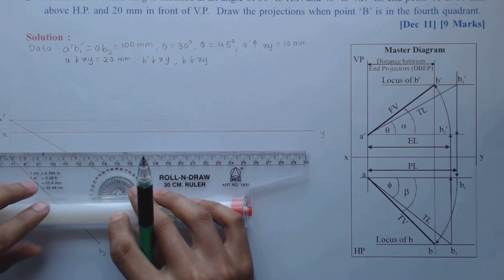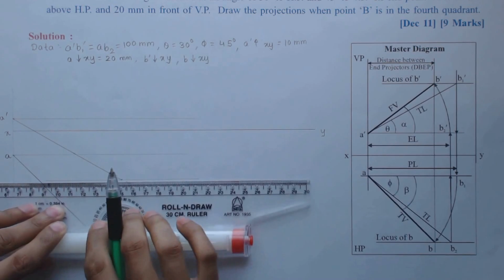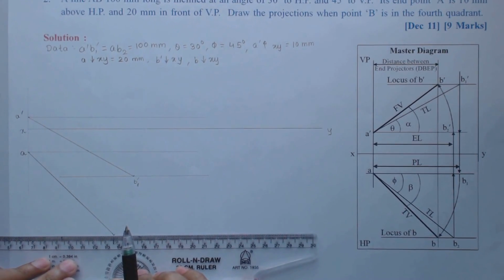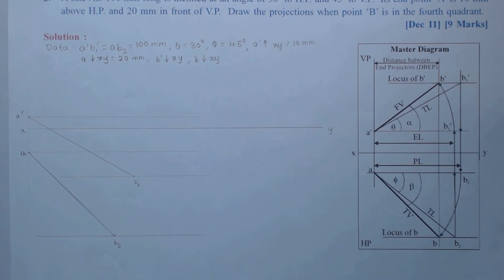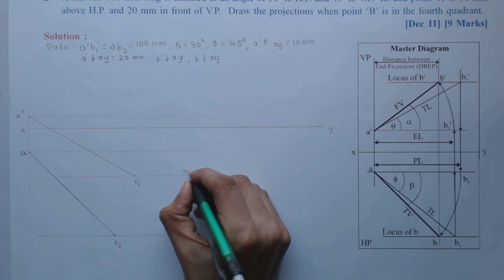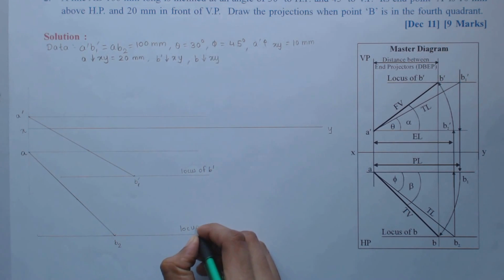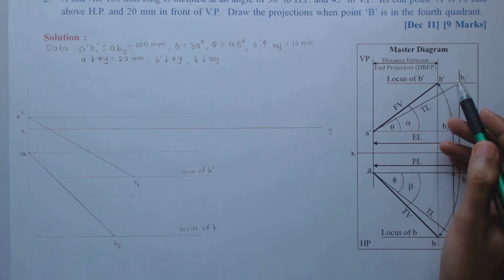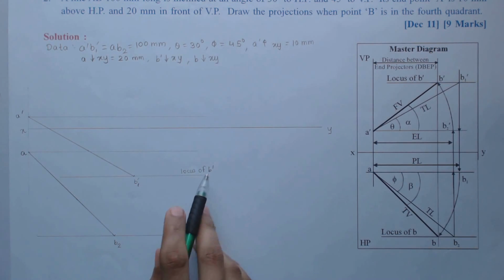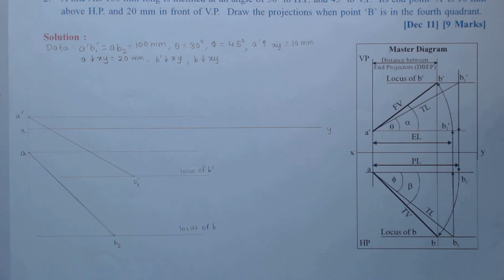So drawing the horizontal line passing through B1 dash will give me the locus of B dash, and drawing the line passing through B2 will give me the locus of B. So, the locus of B dash and the locus of B. Now I am sure that the required points, the front view of point B and the top view, which are B dash and B, B dash is obviously going to lie on this locus and B is obviously going to lie on this locus of B.